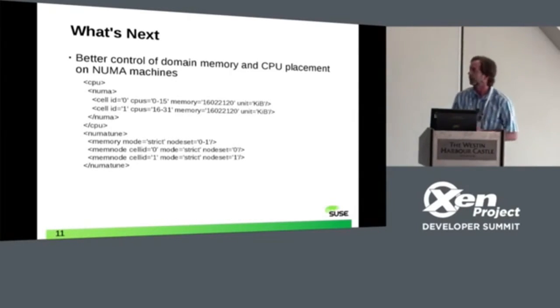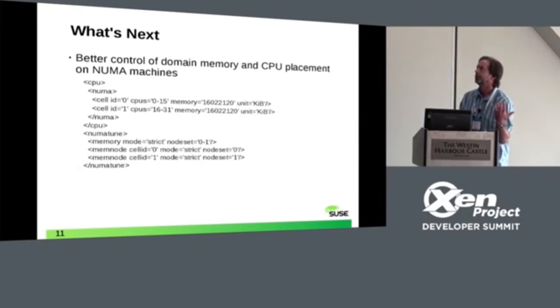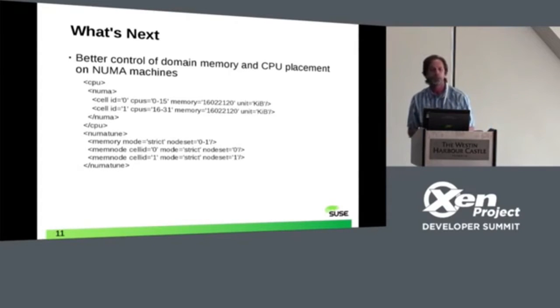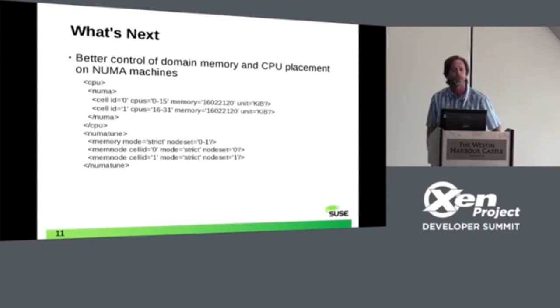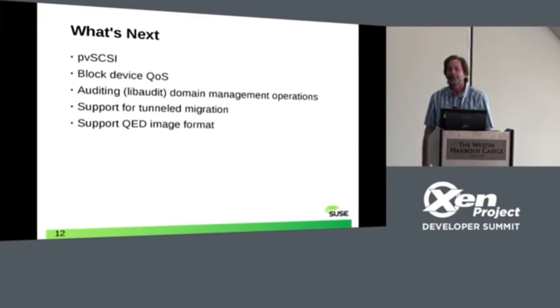Some things that no work has been done on, that I've been planning on or would certainly like to see, is better control for domain memory and CPU placement in NUMA machines. Supporting config like I have here, so that we can control where these resources come from, which NUMA nodes, and also maybe exposing some vNUMA to virtual machines.